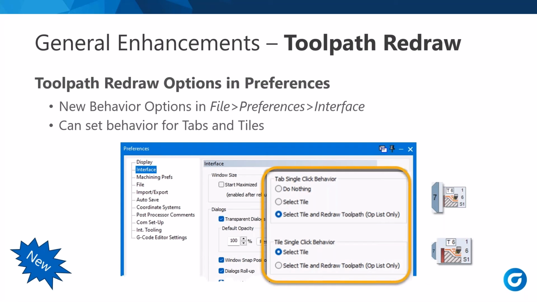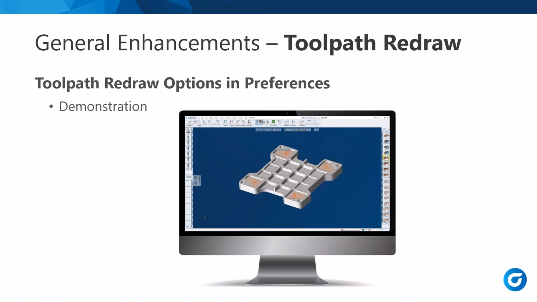Okay, this is another nice one, Toolpath Redraw. We have some new options in the preferences where we can control tab behavior on your operation list. So this number 7 here, this is what we would consider the tab, and also the tile, which would be the complete tile. And this will automatically redraw the toolpath. This one will be easier to show you.